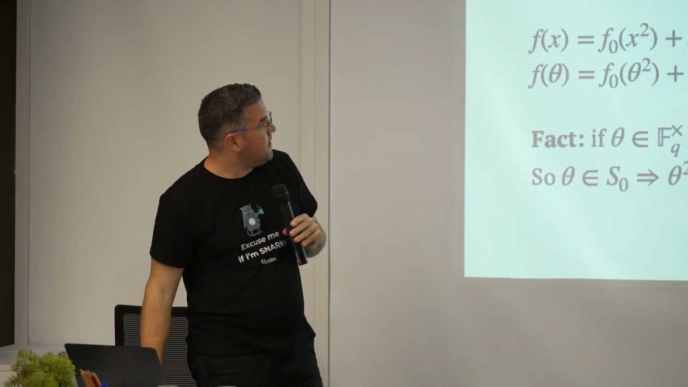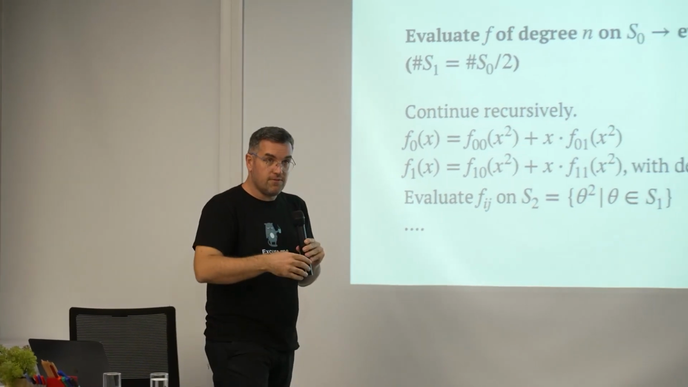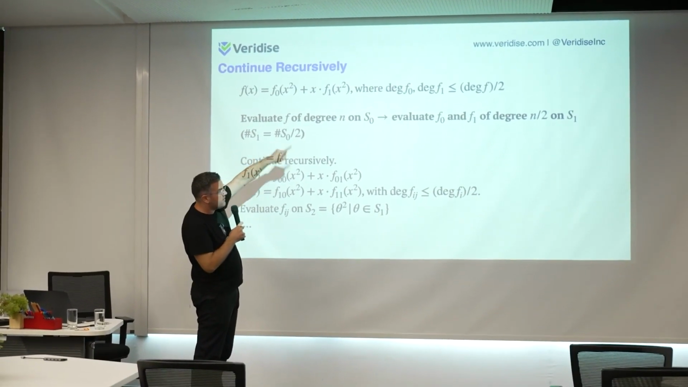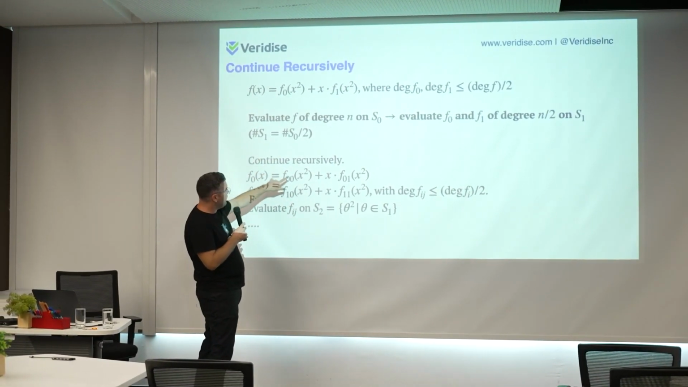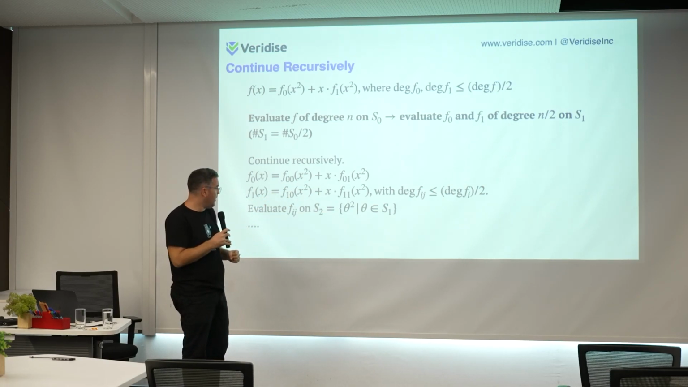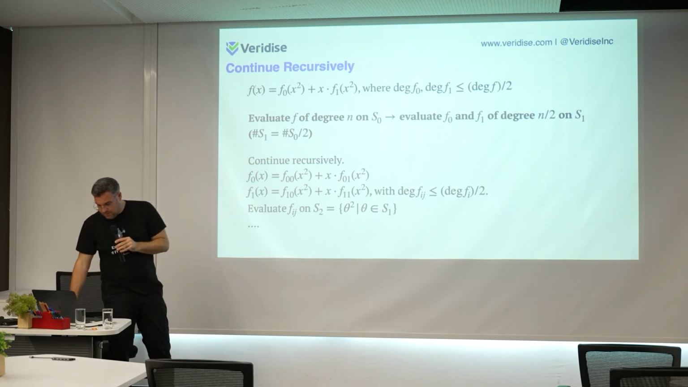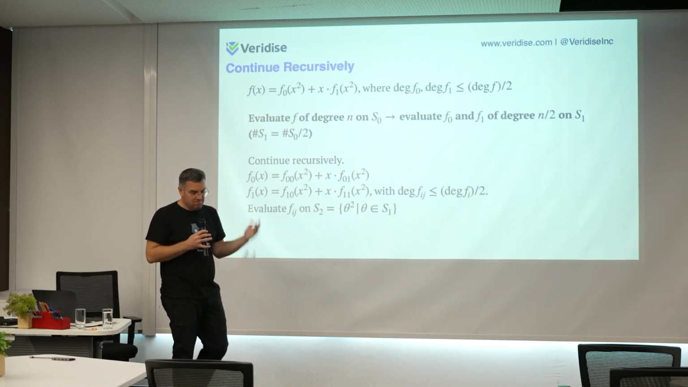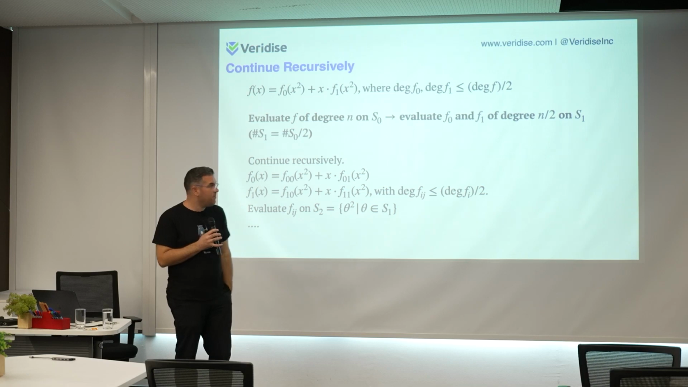And you do not stop here, but continue recursively. Once you have f0 and f1 that you need to evaluate on the set S1, you can write each of them again in terms of odd and even parts and just continue recursively. And if you do that, you get basically what is the fast Fourier transform. It sounds scary maybe if you have not heard of it, but the main idea is just very beautiful and very simple. It's been used already by Gauss in the beginning of the 19th century.